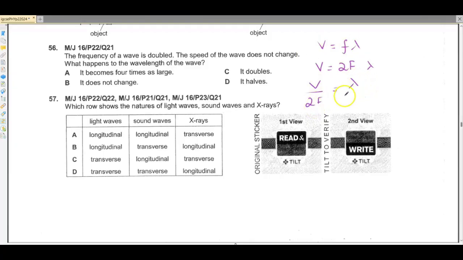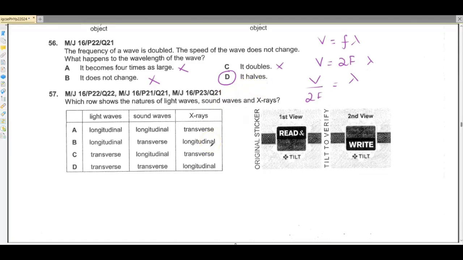This is going to reduce this time as well. Okay, so if we look at the option, it becomes 4 times as large. No, because these are in indirect proportion. So if something is increased, the other is going to decrease. Okay, it does not change. No, it is going to have an effect. It doubles. No, it does not double. How can it double? It halves. Yes, it reduces by the factor of 2. Okay, so this is going to be it.